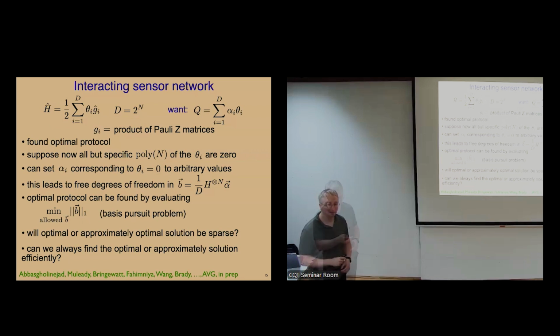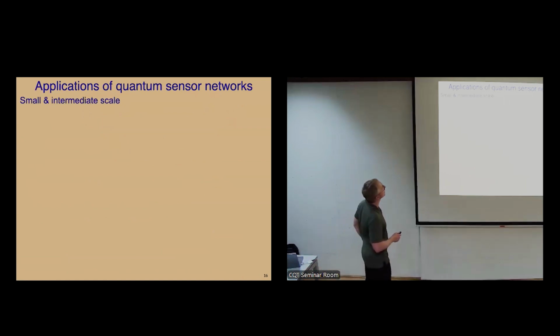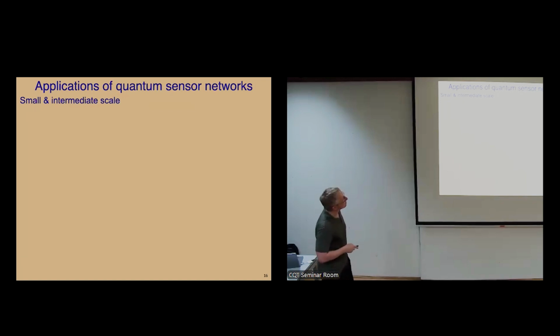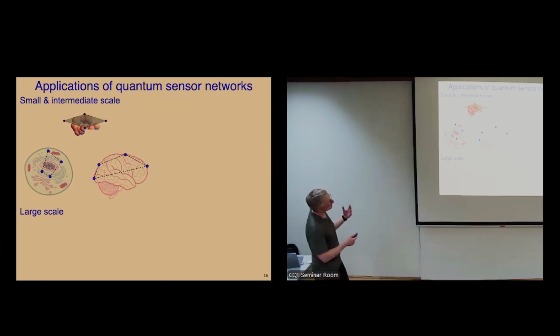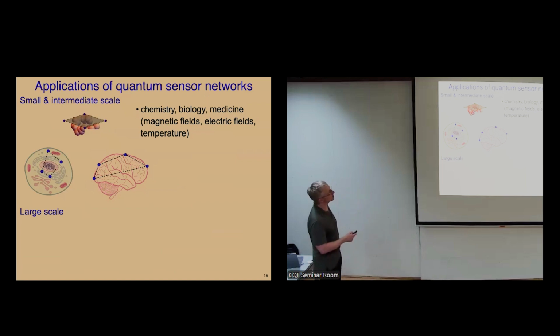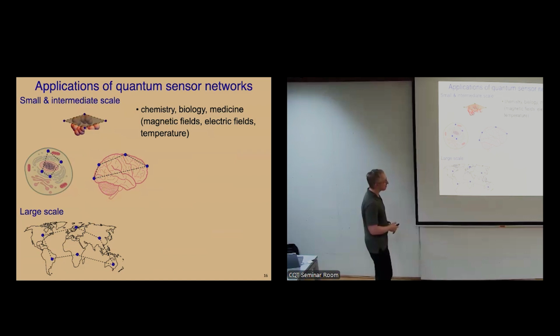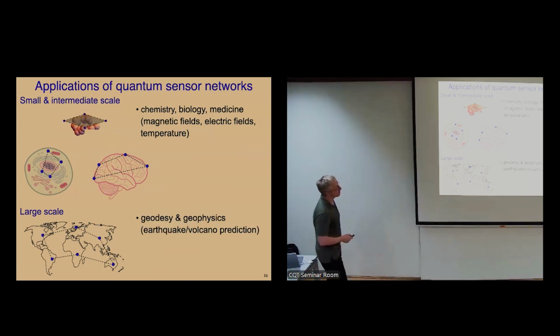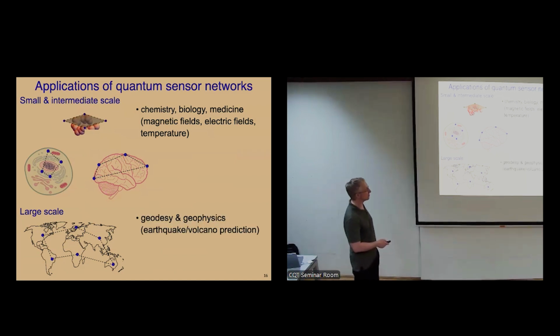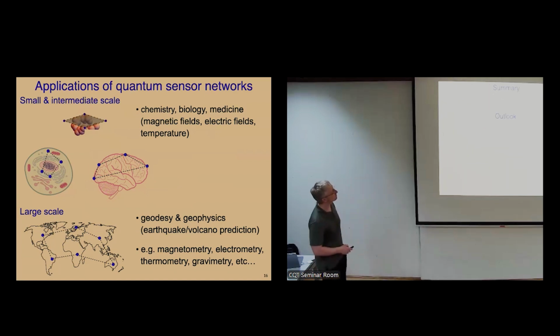Let me wrap this part up, and then I'll talk about one other thing quickly. These quantum sensors can have applications at small, intermediate, or large scales. At small scales, you can imagine the scale of a cell, human, or molecule, and there you can measure magnetic fields, electric fields, or temperature, with applications in chemistry, biology, and medicine. On the large scale, you can imagine an entire quantum network connecting sensors, or measurements in geodesy and geophysics, measuring magnetic fields, electric fields, temperature, and gravity.